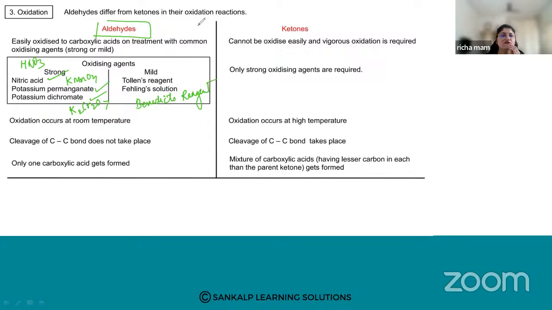oxidizing agent. So whenever we do oxidation on aldehydes and ketones, aldehydes can easily undergo oxidation to give you carboxylic acids. So it can be done by two types of oxidizing agents. We can use strong oxidizing agents and weak oxidizing agents also. So let us see some of the oxidizing agent reactions.